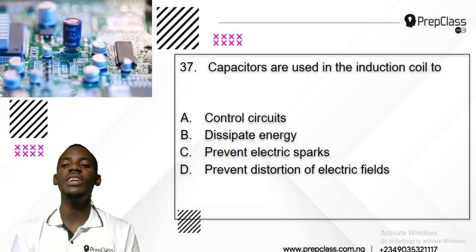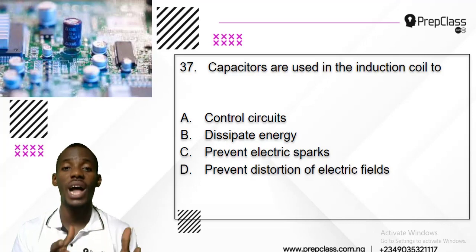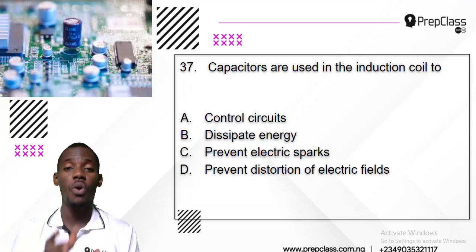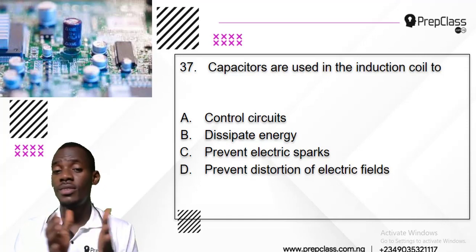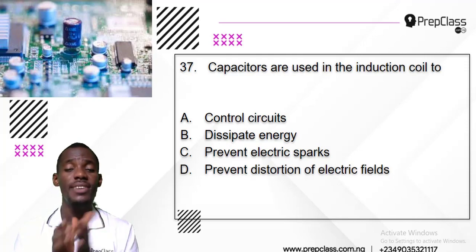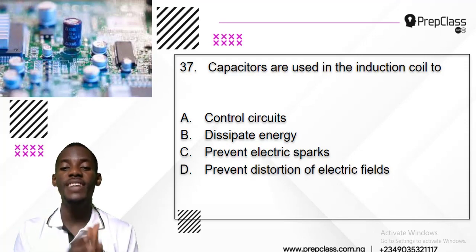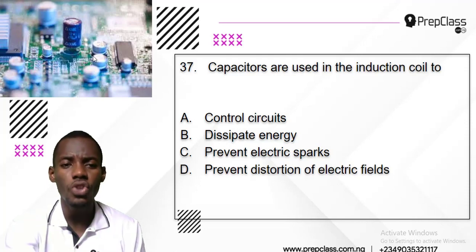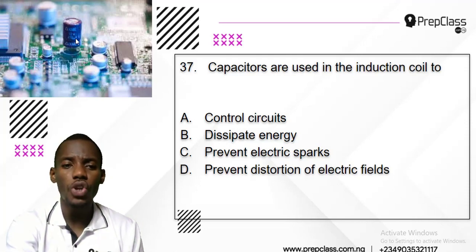Capacitors are used in the induction coil to what? Now we know generally that capacitors are things that store charge, right? But they have a slightly different function in the induction coil. Do you have any idea? Do they control circuit, or dissipate energy, or prevent electric shock and spark, or prevent distortion of electric field? What is this capacitor used for on the induction coil?